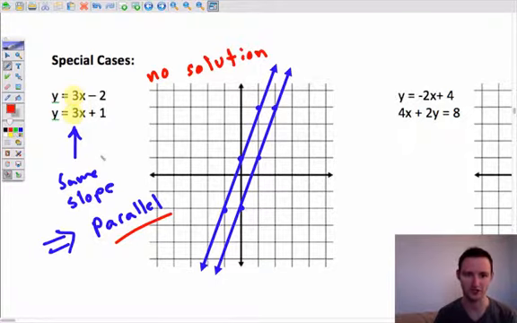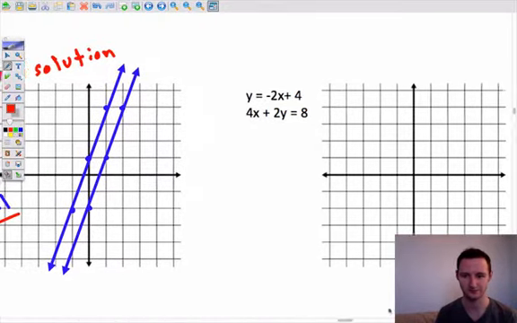You could try and try forever and ever, guess and check x and y combinations, and you would never find a solution to this. Okay, so if you see that two lines have the same slope, you know they're going to be parallel, so you know there's going to be no solution. And the graph just shows you that visually.